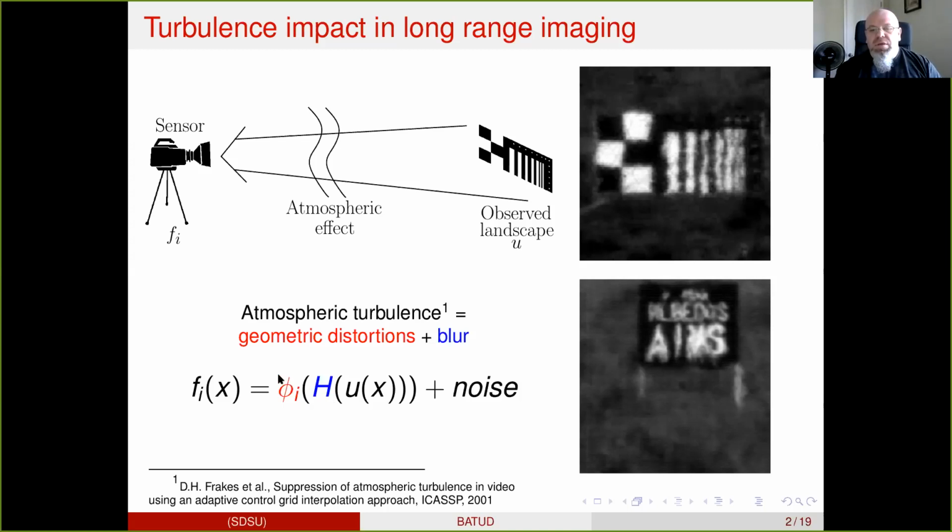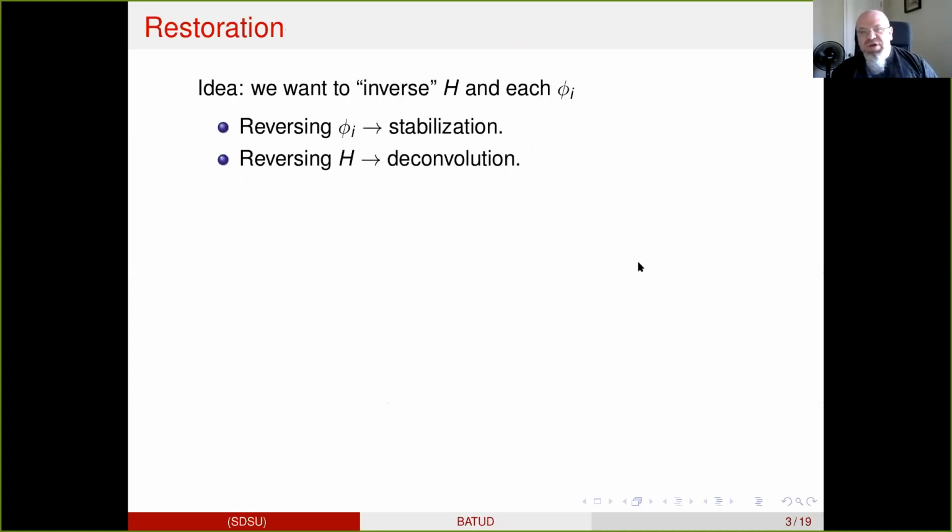So the question is now, how can we create an algorithm that will be able to retrieve u of x from the images that we acquire, so the f_i? Okay, so that's basically the problem. So how can we do that?